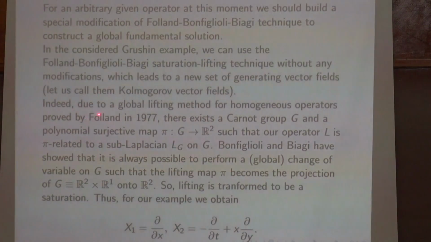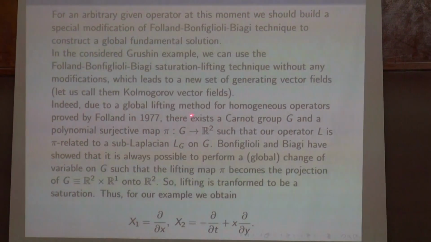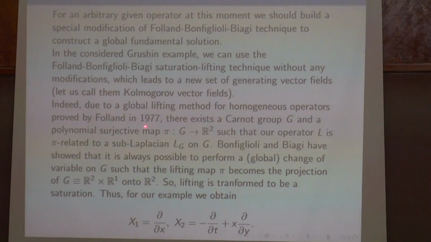And so what should we do? We do the global lifting to the homogeneous operator proved by Folland in '76, and we have the Carnot group G, and the surjective polynomial map P from this group to R2, our metric space, such that the Hörmander operator with squares of vector fields is P-related to the sub-Laplacian on the group G. I'm sorry, one minute more, just to stop on this slide.